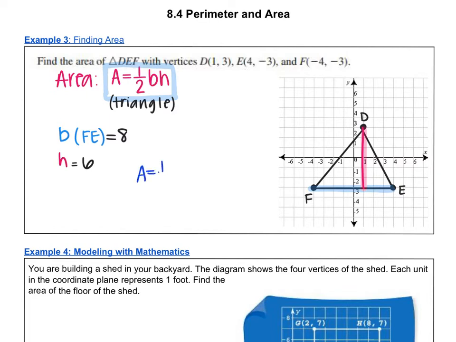A equals 1/2 base, which is 8, times height, which is 6. 8 times 6 is 48. Half of that is 24. So my area is 24. In this case, again, we're talking about units, but area is square units. We just multiplied 8 units times 6 units. When we multiply 2 units, it's square units. So this would be 24 square units.